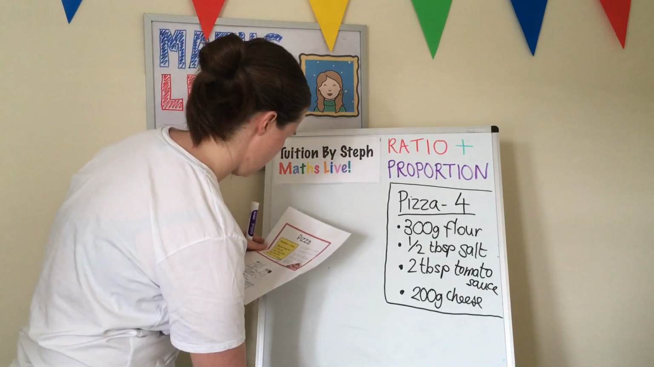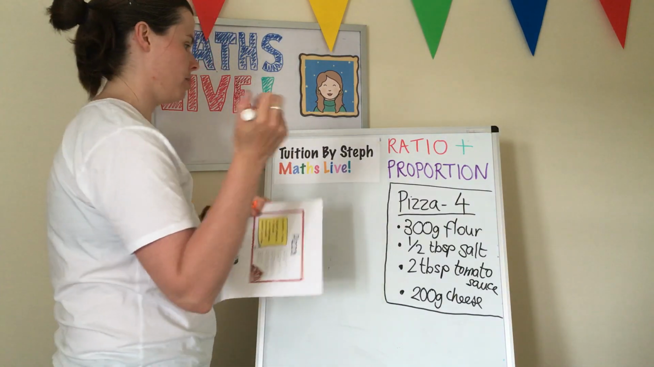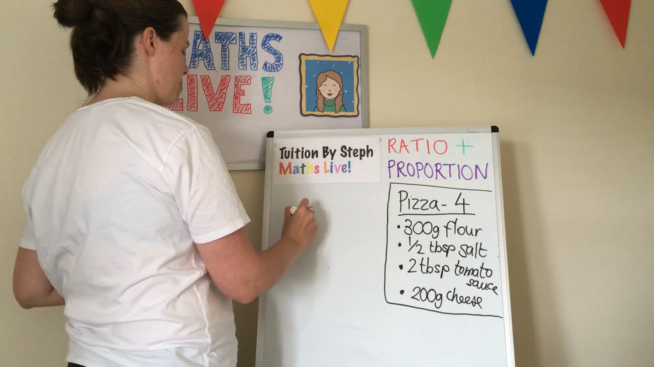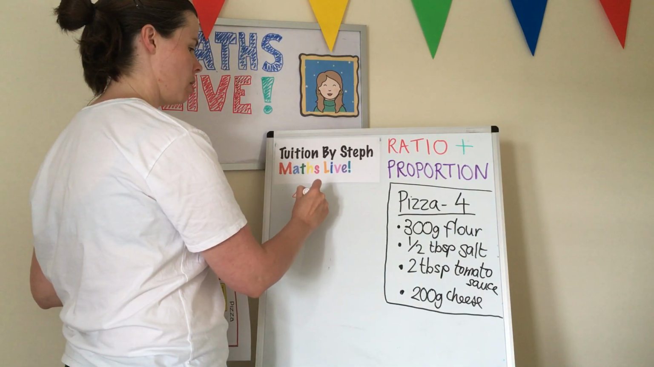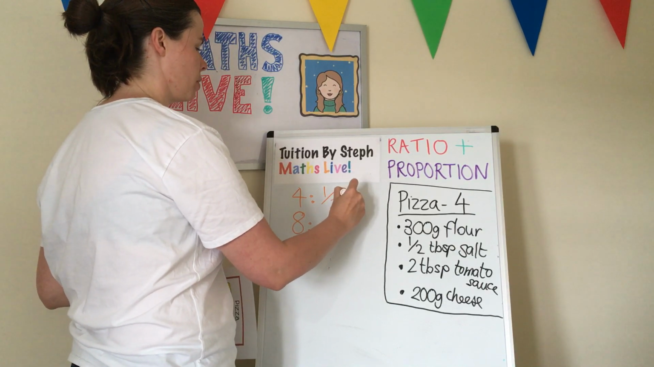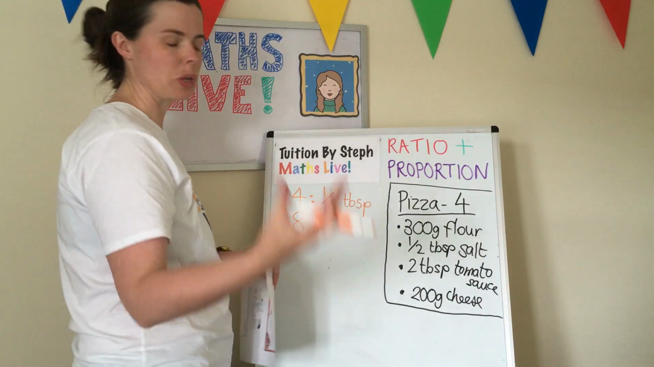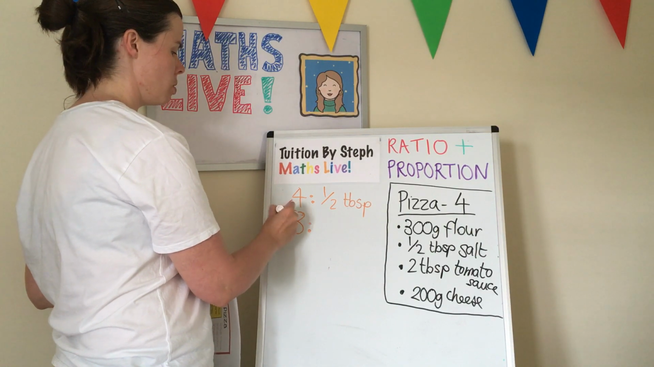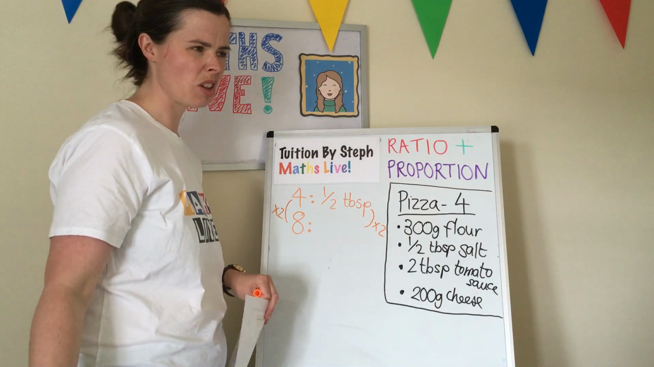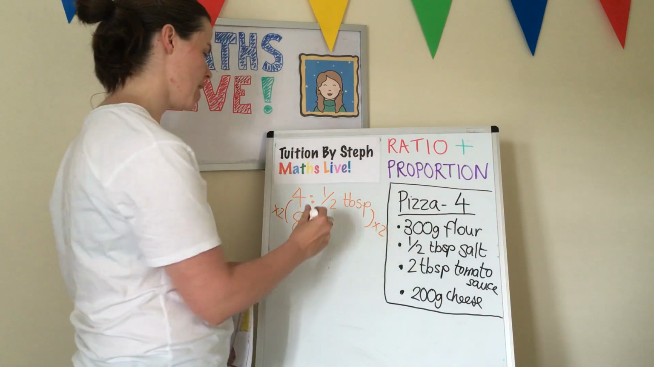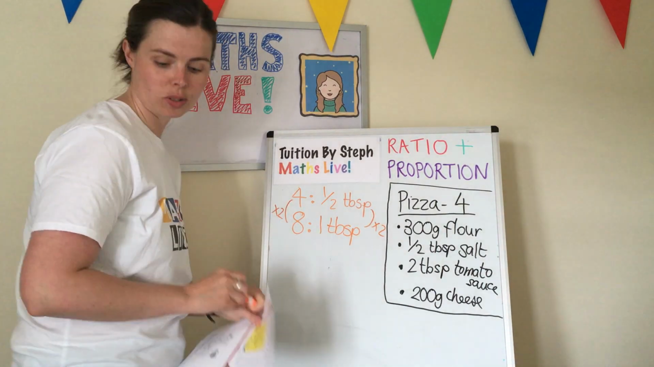Let's try another question based on the recipe. To make 8 pizzas, so we want 8 pizzas this time, how much salt would we need? So for 4 people, we need half a tablespoon of salt. And we want it now to go to 8 people. We want double the amount of pizza. So we times that by 2, and we times this by 2. So what's 2 lots of half? What's half times by 2? What's a half and a half? It's 1. So it would be 1 whole tablespoon of salt.